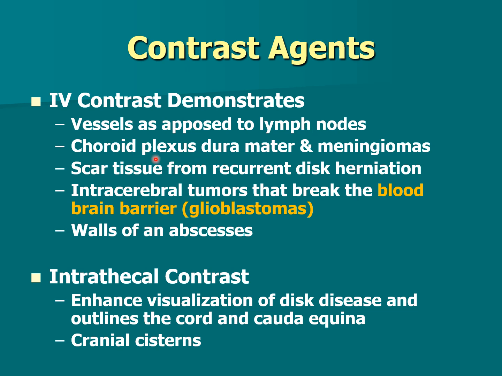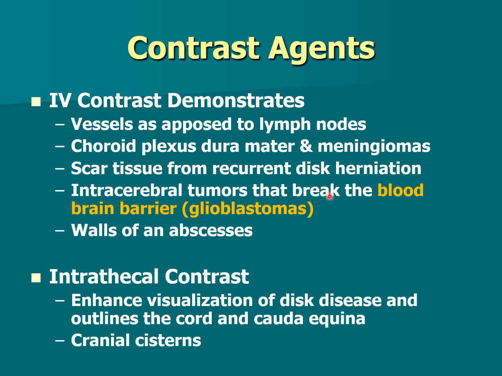The choroid plexus and the dura mater and the meninges, we said that the choroid plexus are those cells that line the ventricles and that produce CSF. They pick up contrast, so they're going to brighten up when we give contrast. The dura, especially tumors on the dura, the meningiomas, they're going to light up and become bright when we give IV contrast. Scar tissue from recurrent disc herniation, sometimes the scar tissue will look different than the herniated disc when we give contrast. This is IV contrast.